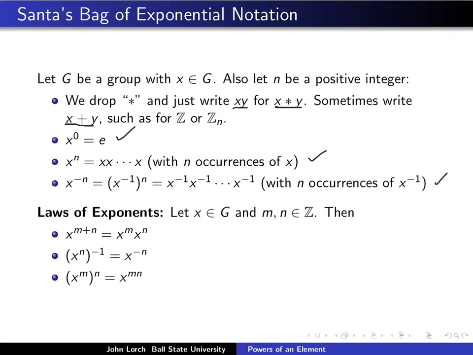Now we have laws of exponents in a group, and they should look familiar to you because they are the exact same laws of exponents that we know and love in our familiar arithmetic. So the first one, if you take x to the m plus n, that's x to the m times x to the n. And if you take x to the n inverse, that's x to the minus n. And x to the m to the nth is x to the mn.